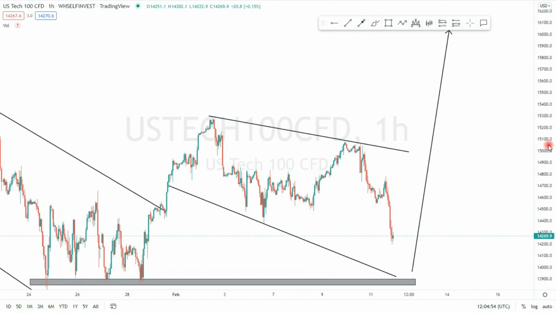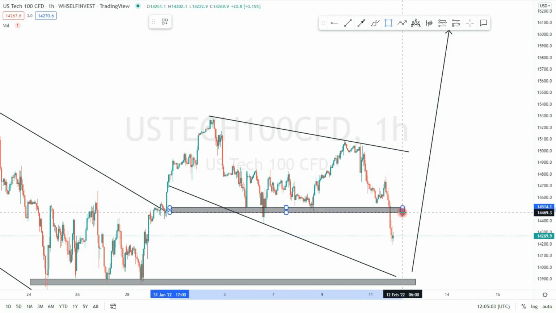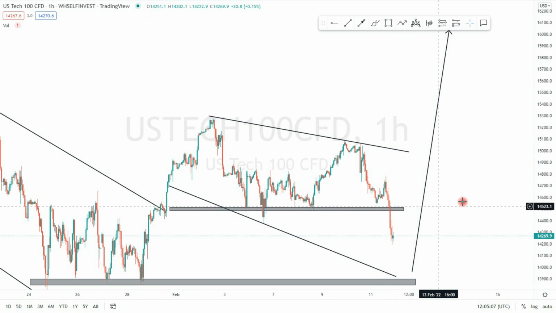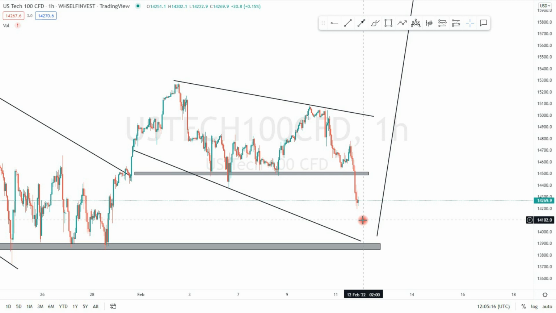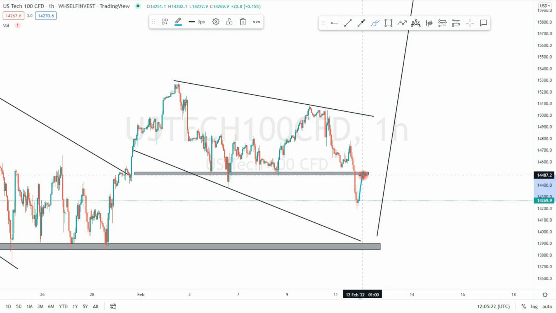Before we conclude this analysis, there is one more thing that I would like to add, and it is this support right here, which has now been turned into the resistance. So you can see right here, we just broke out of this support area right there, which makes it a resistance. So another thing that might happen is the market might still bounce back up and then drop again.